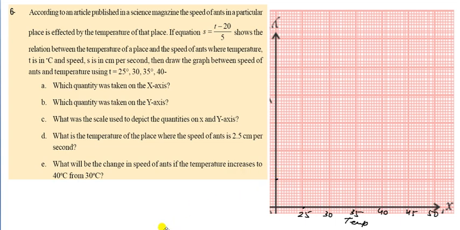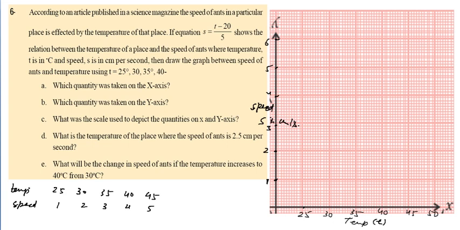First we want to calculate this. When the temperature is 25, 25 minus 20 is 5, and 5 divided by 5 we get 1. So at 25 it is 1, at 30 it is 2, at 35 it is 3, at 40 it is 4, and at 45 it is 5. So we can get the points. Write the points: (25, 1), (30, 2), (35, 3), (40, 4), and the last one is (45, 5).